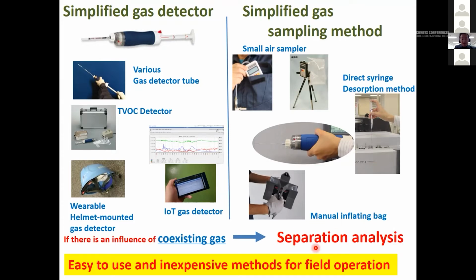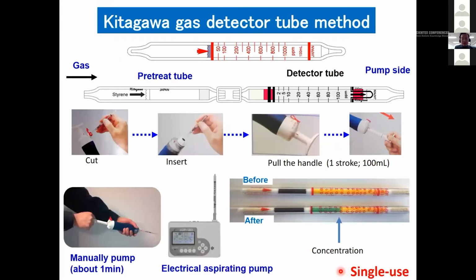So we developed simplified gas sampling methods for separation analysis, such as small air samplers, the direct syringe collection method, and inflating gas bags. We have developed easy to use and inexpensive methods for field operation. First, I'd like to explain the simplified gas detector.